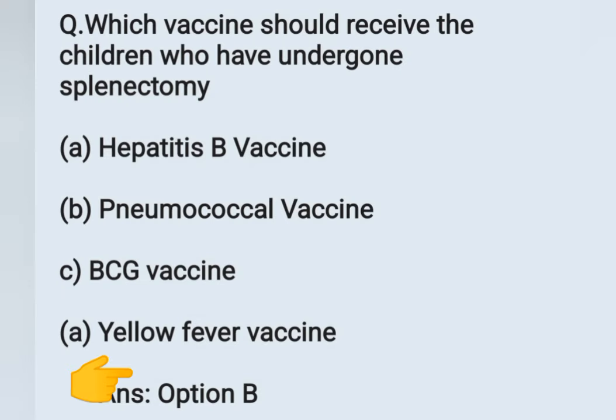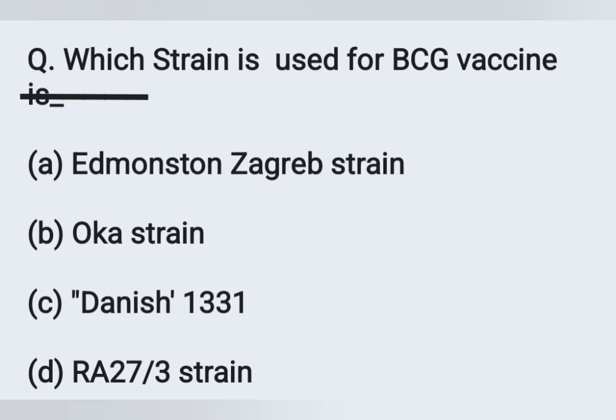Correct answer is option B, pneumococcal vaccine. Pneumococcal conjugate vaccine is given to the children after splenectomy. The dose is 0.5 ml and the route is intramuscular, IM. Move on to the next question.